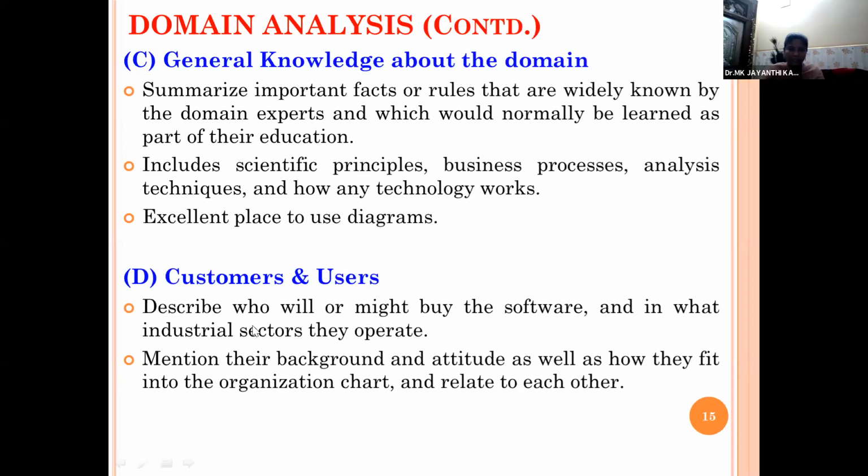So all the industrial people and the stakeholders, customers, and end user details will be mentioned, their background and attitude, as well as how they fit into the organization chart. The hierarchy of the chart in the organization or in the domain should be specified in the customers and end users.